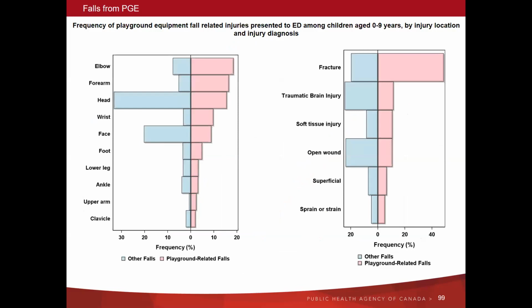When compared to other types of falls, playground falls involve the upper extremities more often than general falls, and less so the head and face area. They also have a higher proportion of fractures and a lower proportion of TBIs and open wounds.